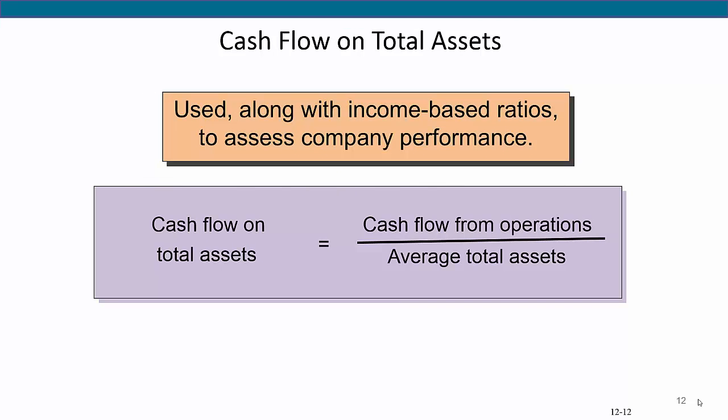Cash flow from operations is the most important predictor of a company's ability to meet its obligations, pay its dividends, and expand its operations. The ratio shown here, cash flow on total assets, is a similar ratio to return on assets, except it reflects actual cash flows rather than accrual-based income measurement. The cash flow on total assets ratio is used with income-based ratios to help assess a company's performance. It is calculated as cash flow from operations divided by average total assets.